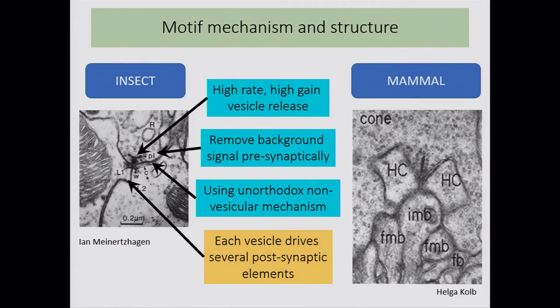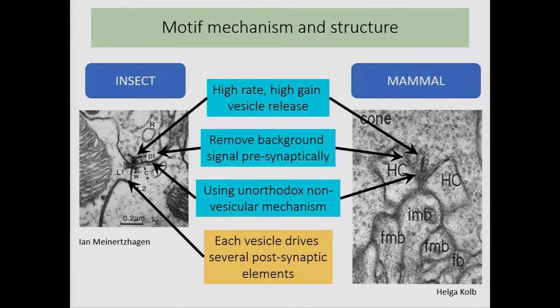So the fly achieves its purpose using this set of mechanisms in this motif, and the mammal, your retina or fish retina, using slightly different mechanisms, does the same things. It has specialized synapses which release large numbers of vesicles with high gain. The background signal is created by lateral interneurons called horizontal cells, and these subtract it away at this level of the presynaptic terminal. And they use a set of unorthodox mechanisms, one of which is to suck current in and out of the extracellular space, just like is happening in the fly, or analogous to what's happening in the fly.